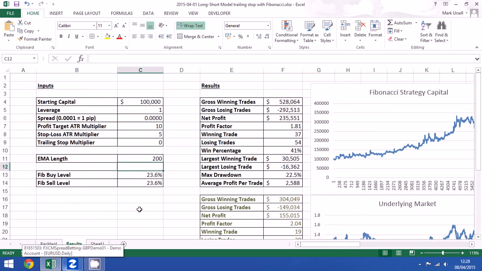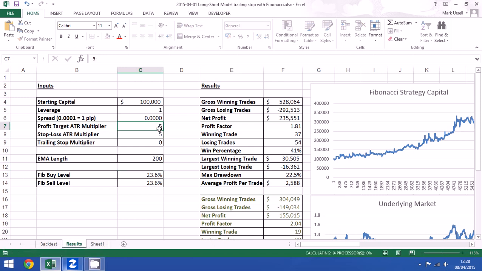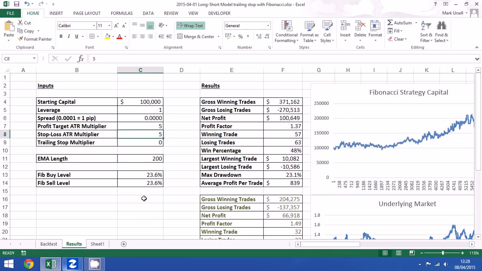Okay, so these are the results. Now I've started off looking at the first Fibonacci level, which is 23.6.